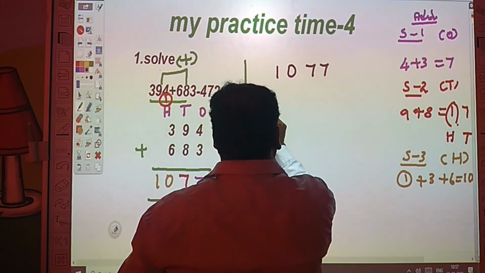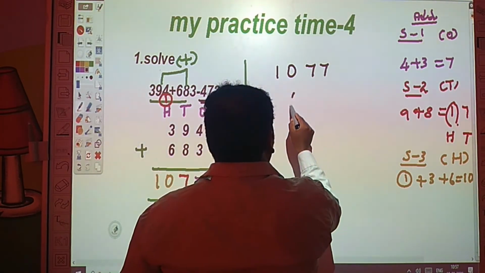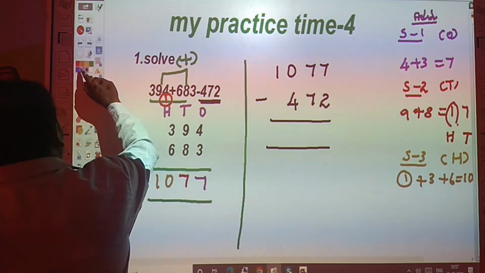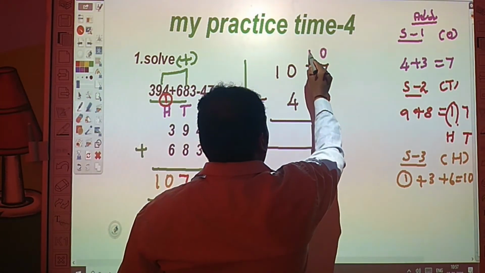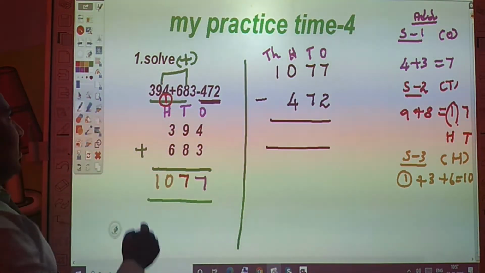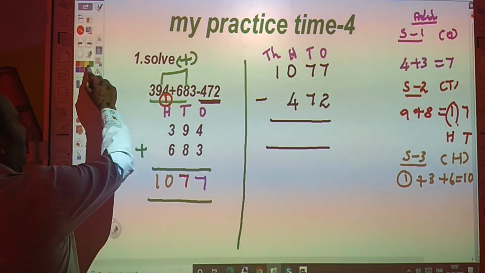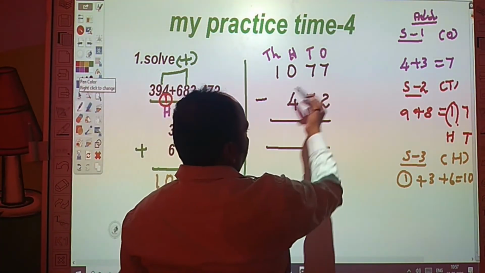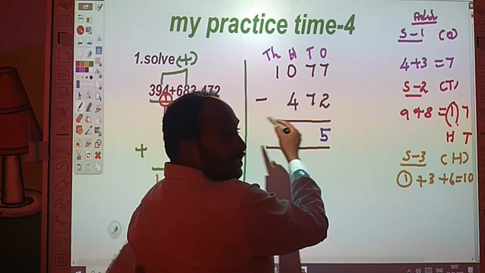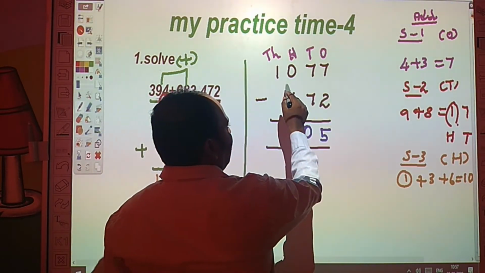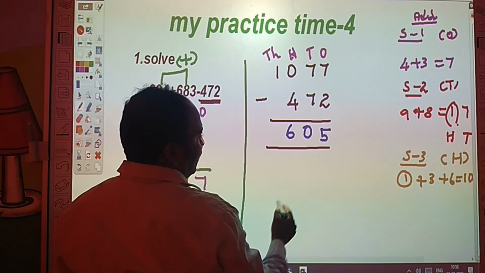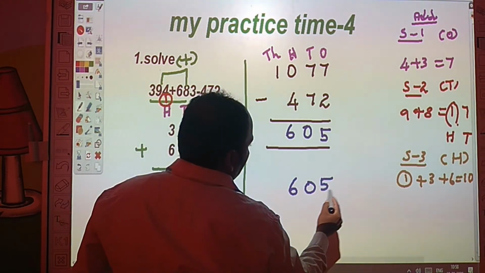1077 minus 472. First you write the place value: ones, tens, hundreds and thousands. 7 minus 2 is equal to 5. 7 minus 7 is equal to 0. 10 minus 4 is equal to 6. So our answer is 605.